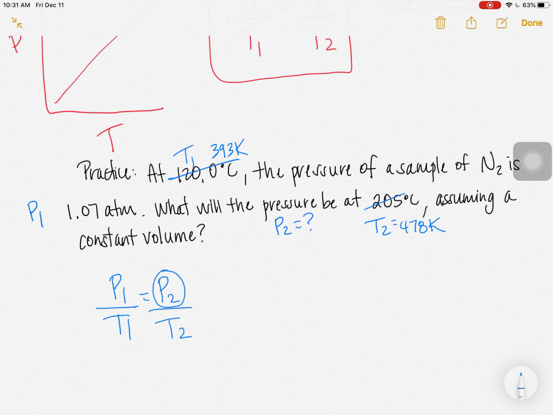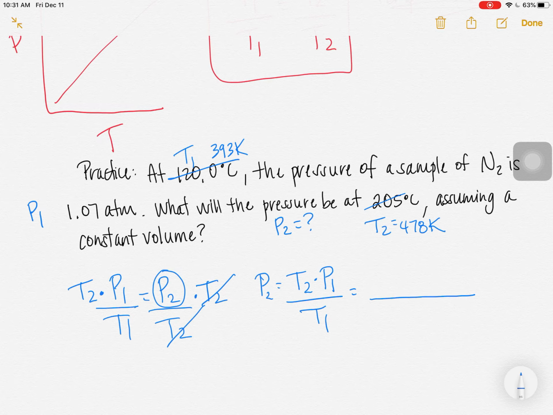So this time I'm looking for P2. So this one's not quite as bad. I could cross multiply still if I wanted to, but I can actually do this simpler in one step by multiplying both sides by T2. Right, so I have P2 equals T2 times P1 over T1. And again, I just plug everything in, being careful that I put everything in the right spot.